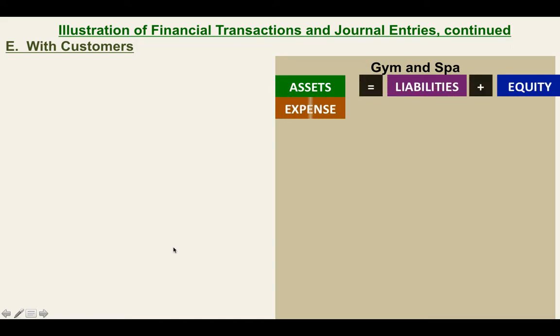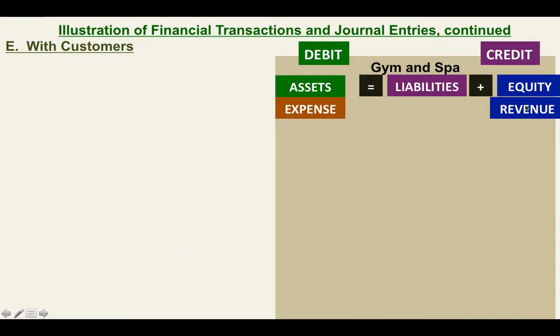Okay. So next, it will be transactions with customers. So with customers, this is our accounting equation. So normally our transactions with customers deals with revenue. And please note that the revenue is on the credit side. Okay, so you have probably noted that expenses are all debit. In this basic accounting, expenses will always be debit, meaning increasing the expense. Okay, except for adjusting entries, because adjusting entries are corrections.